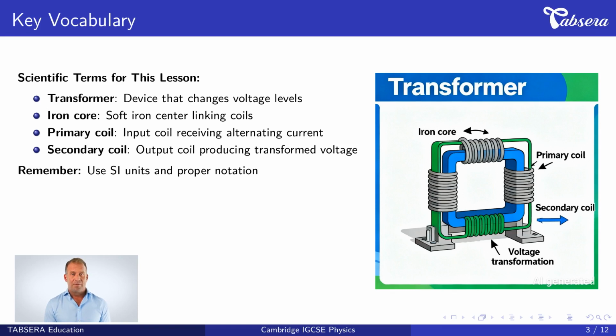Now let's define our key vocabulary. Each term is essential for understanding this lesson. First, transformer, which means a device that changes voltage levels using electromagnetic induction. Second, iron core, which means the soft iron center that links the coils and concentrates magnetic field lines. Third, primary coil, which means the input coil that receives alternating current from the power source. Fourth, secondary coil, which means the output coil that produces the transformed voltage. Understanding these terms precisely is crucial for exam success and practical applications.